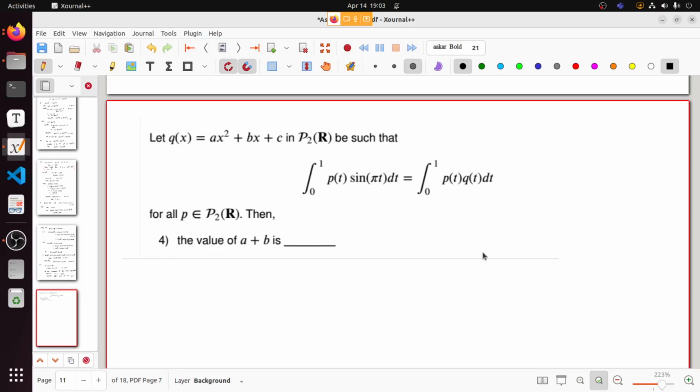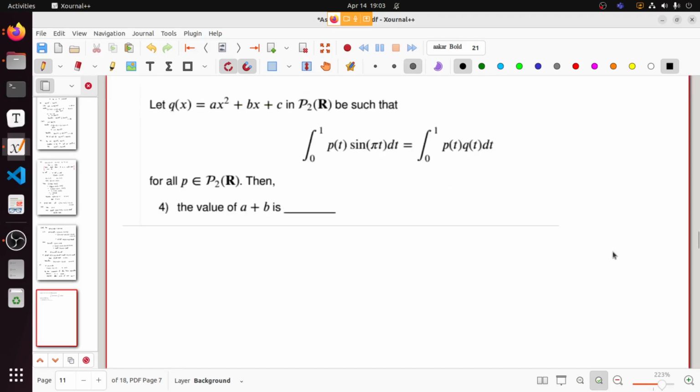It is saying that let Q be a polynomial of degree 2, ax square plus bx plus c, such that these two integrals are the same for all p in P2. Then you have to find the value of a plus b. Right. So what is given?